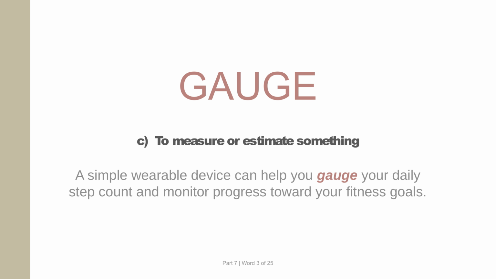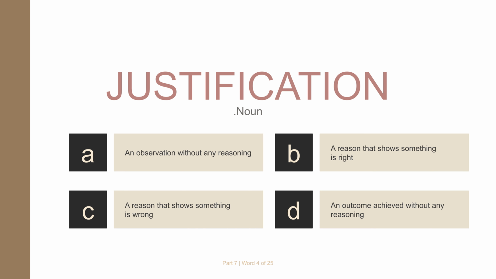Question 4. What is the meaning of justification? Option A. An observation without any reasoning. Option B. A reason that shows something is right. Option C. A reason that shows something is wrong. Option D. An outcome achieved without any reasoning.